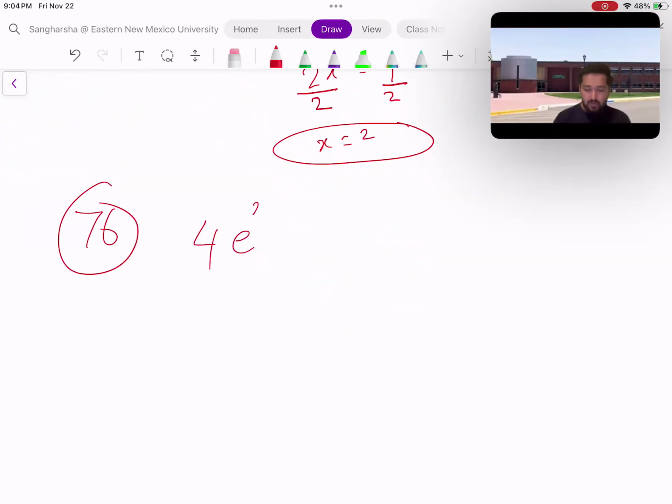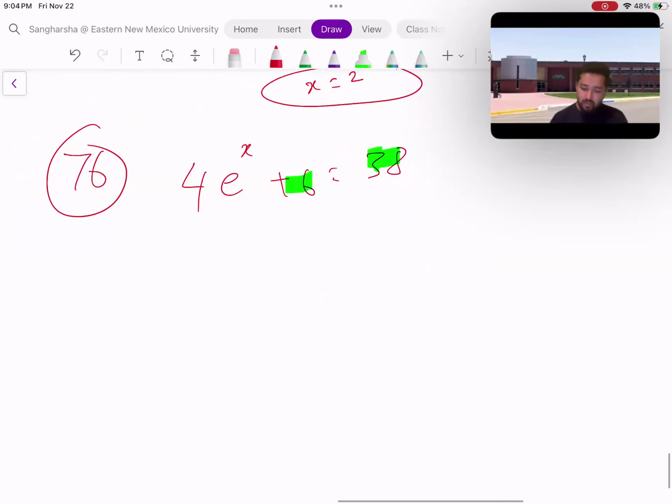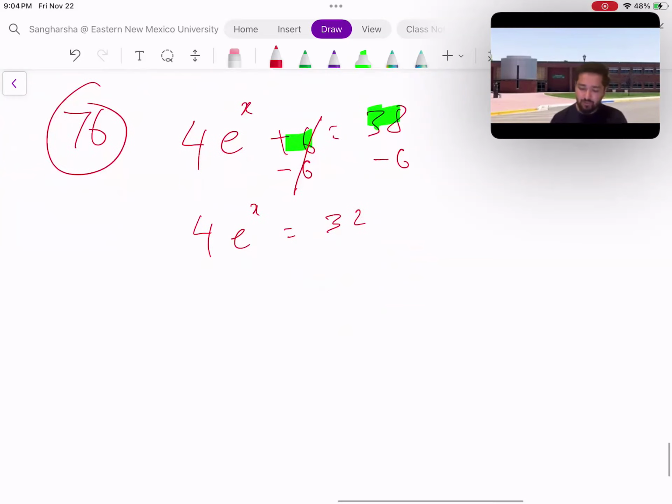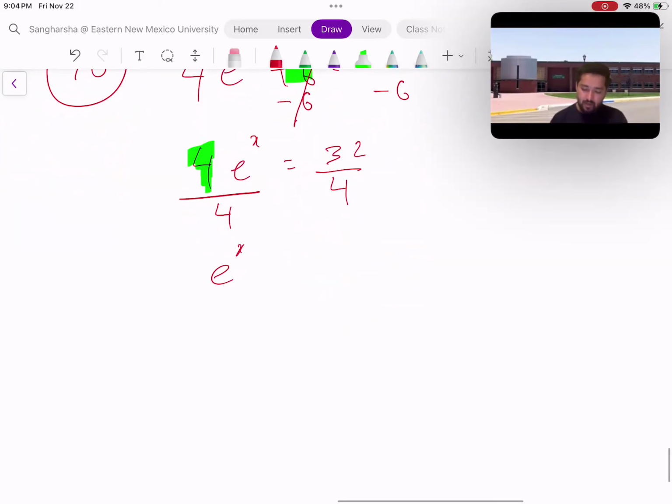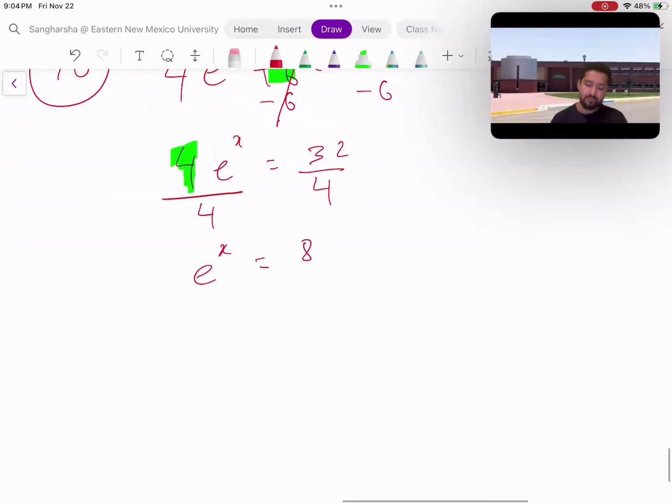4 times e to the power x plus 6 equals 38. Okay, so we have like terms here, so let's collect like terms. So we subtract 6 on both sides. 4 e to the power x equals 38 minus 6, 32. Now we have 4 in front of this exponential expression, so let's get rid of 4 by dividing by 4 on both sides. E to the power x is 8.